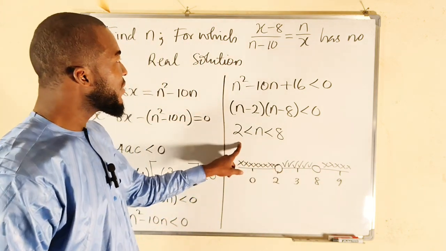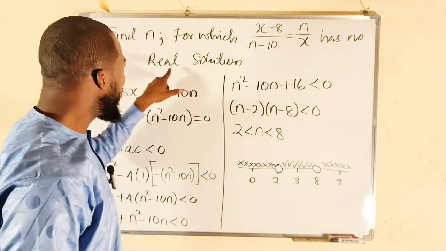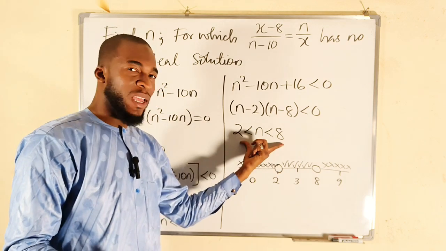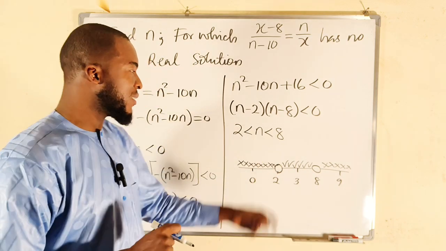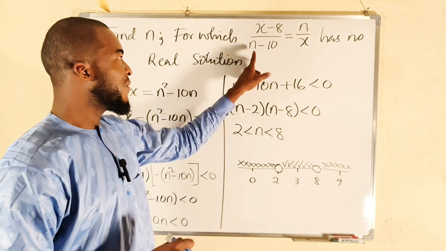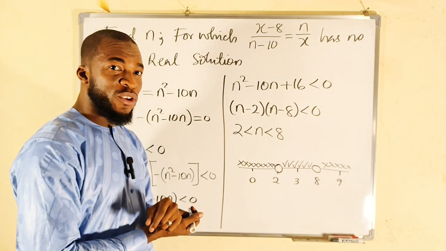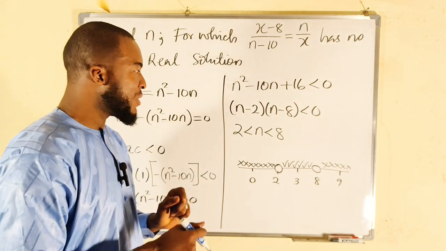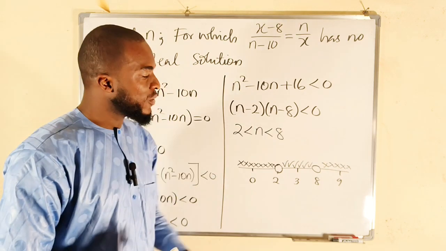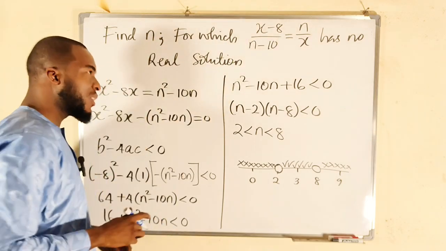So the only values you can plug in here for n to make the whole equation have no real solution are values between 2 down to 8, excluding 2 and 8, because 2 and 8 will not satisfy it. Choose, for example, 3. 3 will satisfy. If you plug in 3 here and here, you simplify, you solve the equation, you will not get a real solution. That's what it means. But taking a value, maybe to these positions, you may be able to get a value that will satisfy the equation to have a real solution.